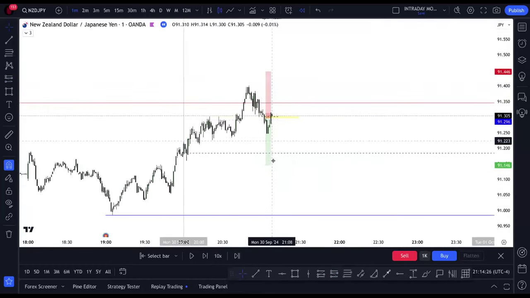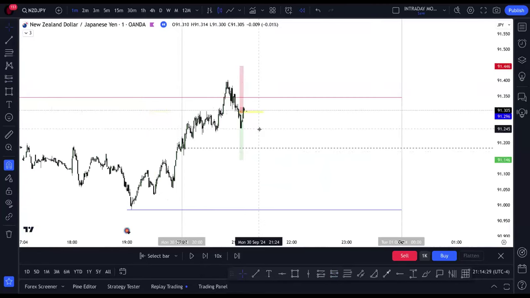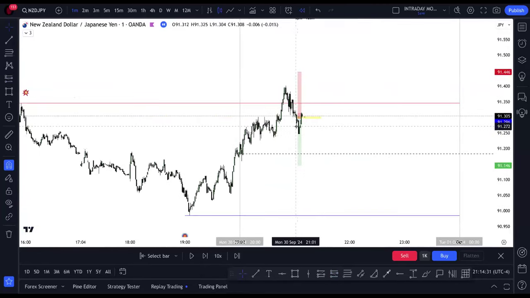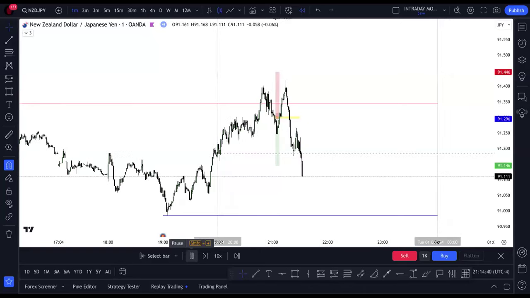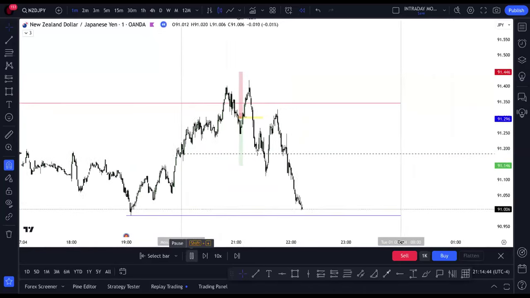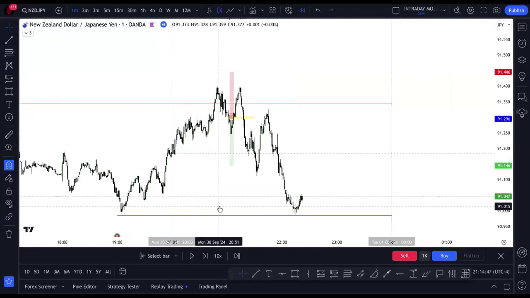I like my target here. I like the way the projection happens with the TP. It's getting me back down to the opening price, the Asian Open. Let's play it forward. Amazing. Absolutely amazing. You can't tell me that is not magic, bro. You can't tell me that's not magic.